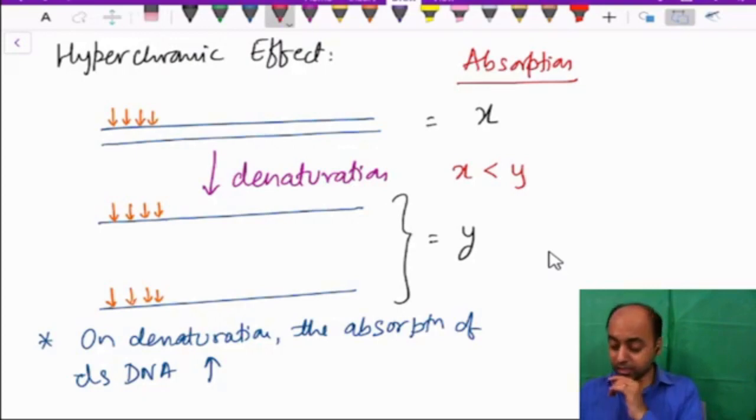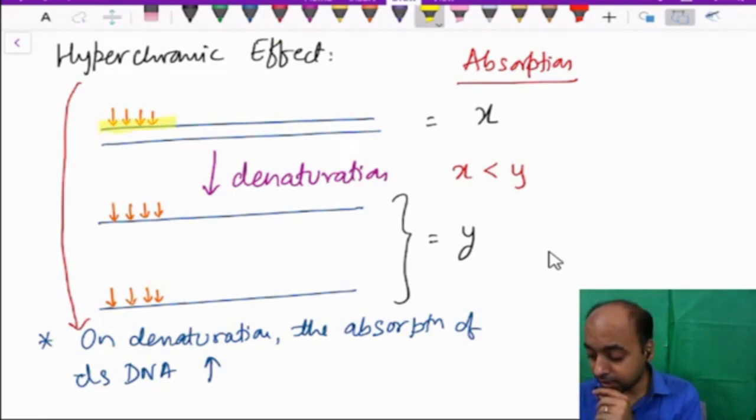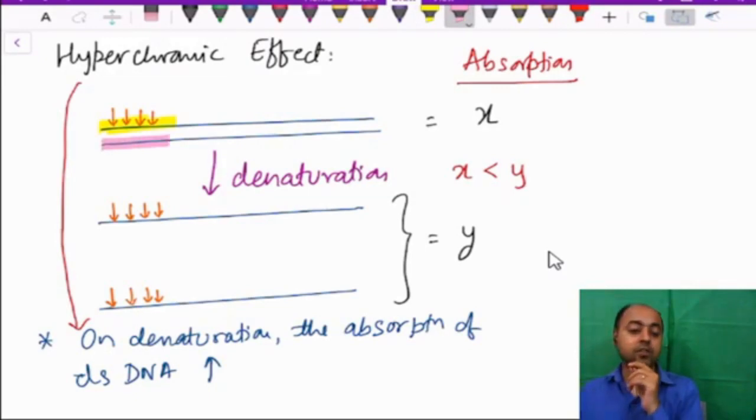So hyperchromic effect tells us on denaturation the absorption of double stranded DNA will increase. This should be obvious. Reason being, when the two strands of DNA are close together, joined by the hydrogen bond, when they are exposed to the UV light, only one of the strands is able to interact with the light. The second strand is not showing any interaction with the light.